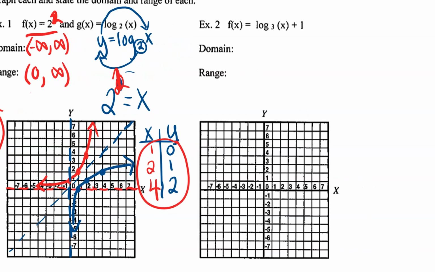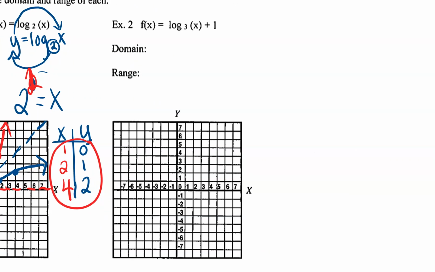All right, moving on to the next one. I only have to graph a log. I don't need to do an exponential on this. The way I do this is I convert that to exponential form, and then I deal with the shifts later. So that 1 on the end is a shift. I'm going to deal with that after I've done everything else. So I ignore the shift at first, and I convert this to exponential form.